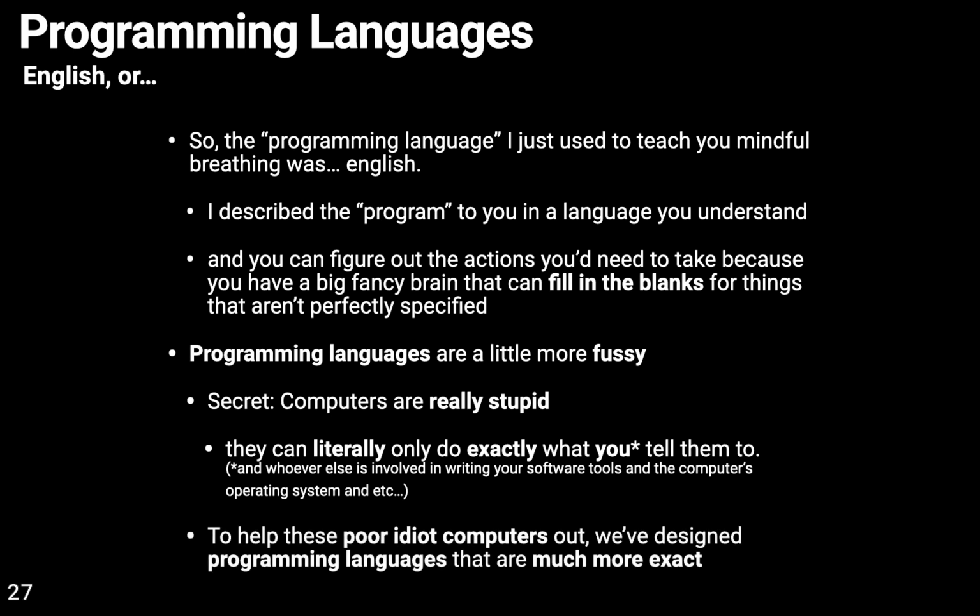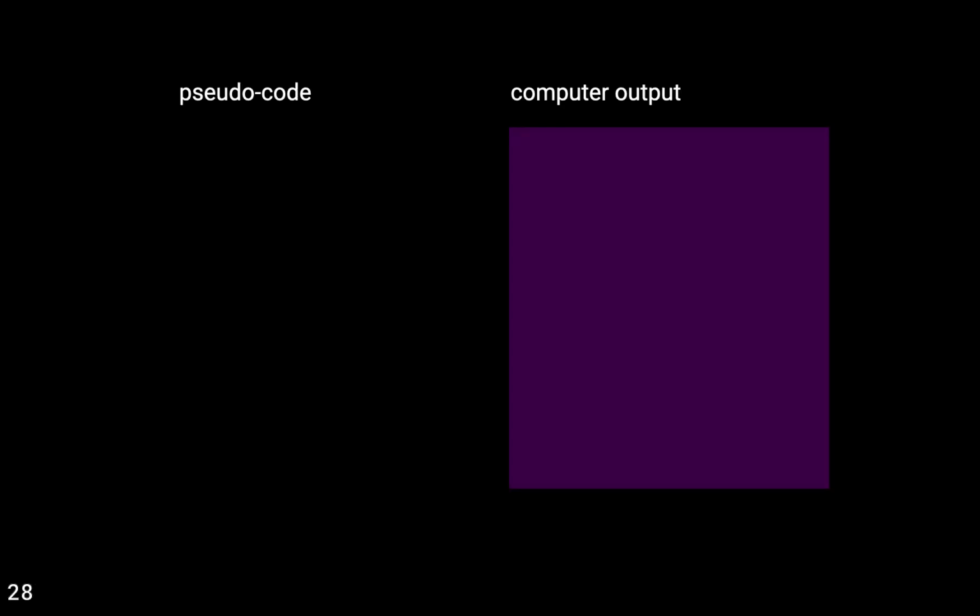So we have to help these poor idiot computers out by designing programming languages that are more exact, things that we can express to a computer so that it doesn't have to do any inference. It is expressed in a very rigorous and strict way. Watch here. So here I'm going to lay out some, you might call them, sentences in a fake programming language, right?